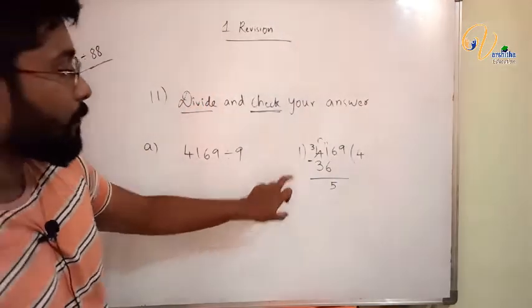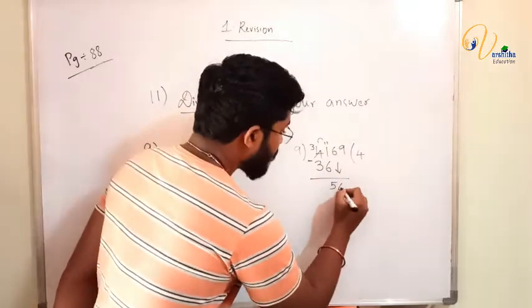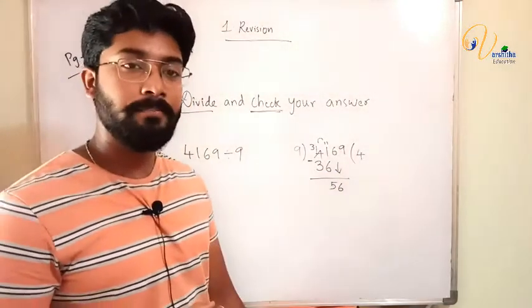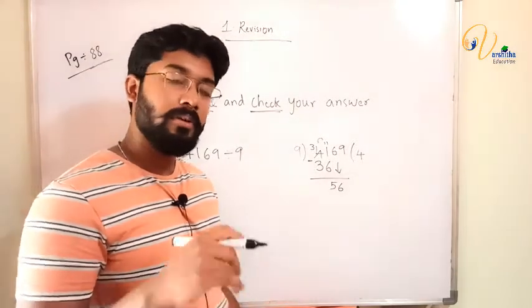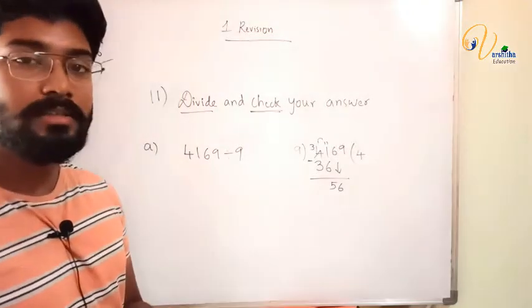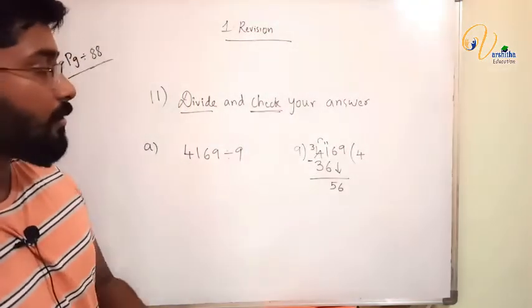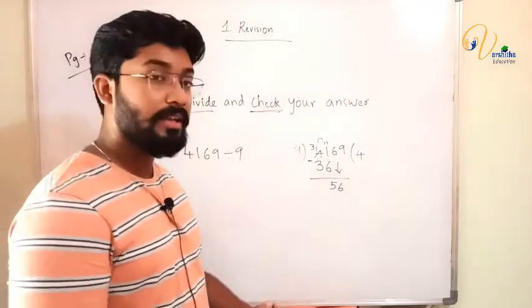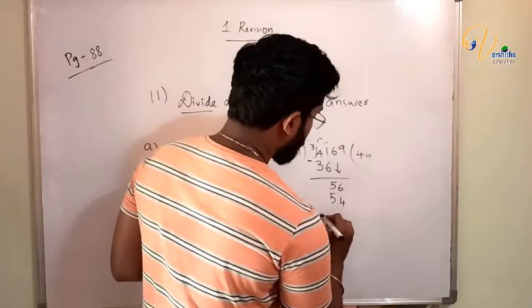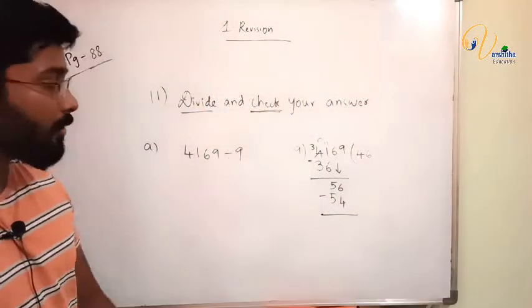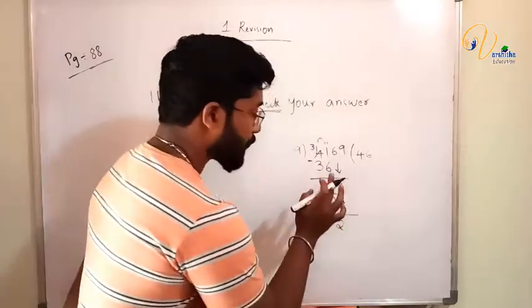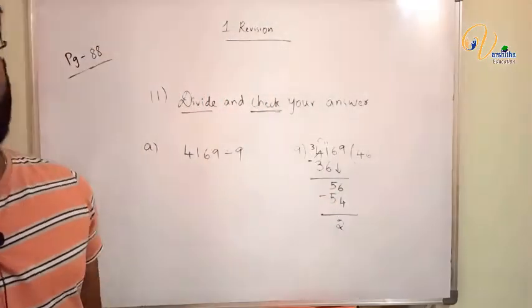Next, bring down 6. In 9 table, are you going to get 56? If you are not getting 56, you have to get a number very near to 56. So what is that? In 9 table we are going to get 54. 6 9s are 54. Minus. Here you are going to get the difference 2. 56 minus 54 means you are going to get 2.